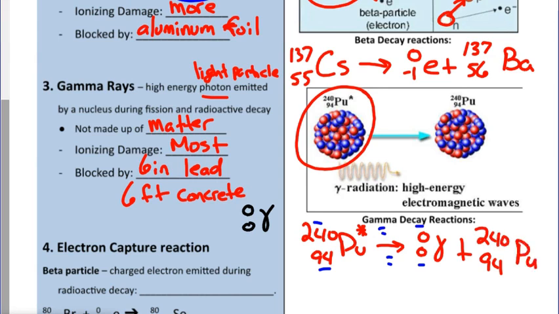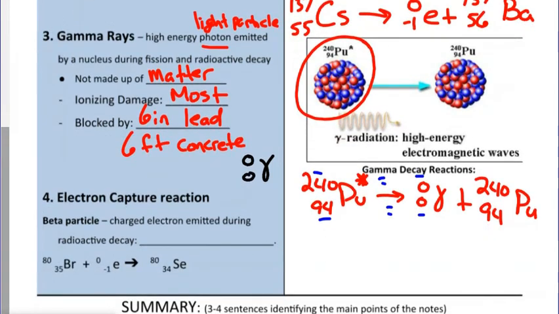So if the only decay that's occurring is gamma decay, the makeup of the atom doesn't really change. It just goes from this higher energy state, indicated by an asterisk, to a lower energy state, indicated without an asterisk. Again, it's just radioactive energy leaving the nucleus to try and stabilize that already unstable nucleus.